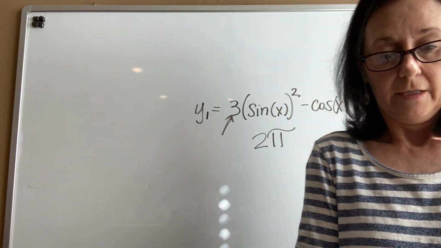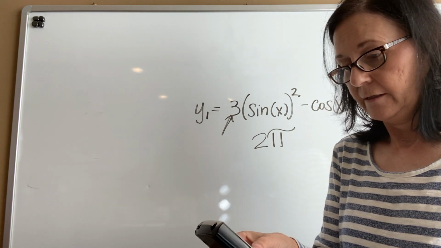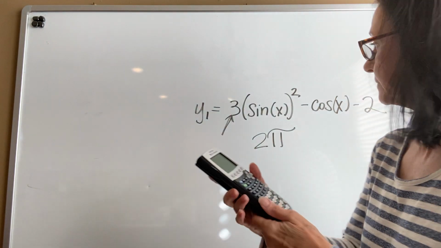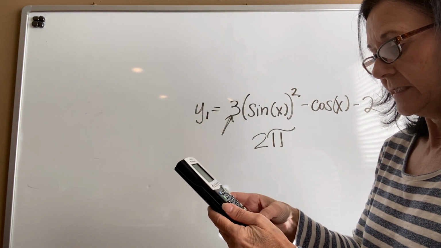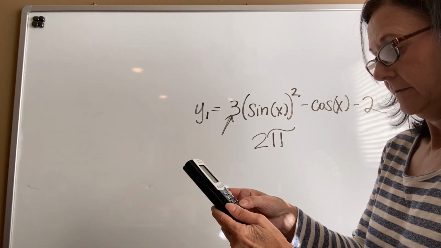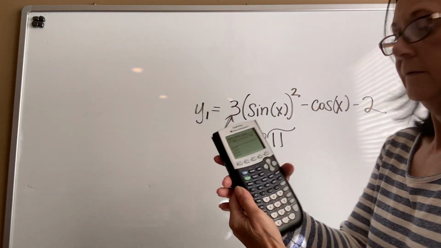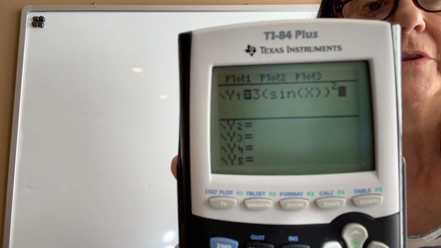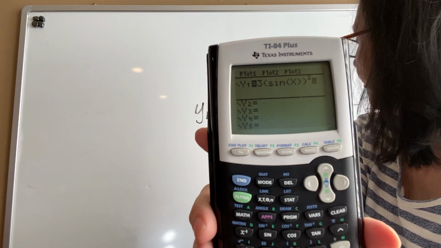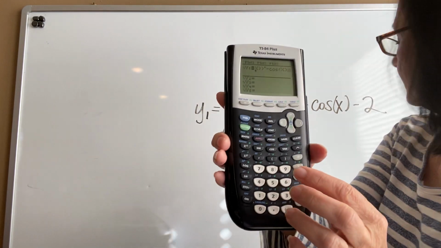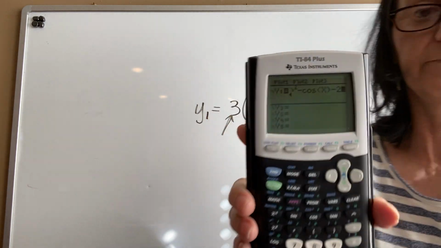All right. So I will put this, go back to y equals. I'm going to clear what's there. And I'll put this in. All right, see? That's just how I put that first term in. Minus cosine x minus 2. All right?